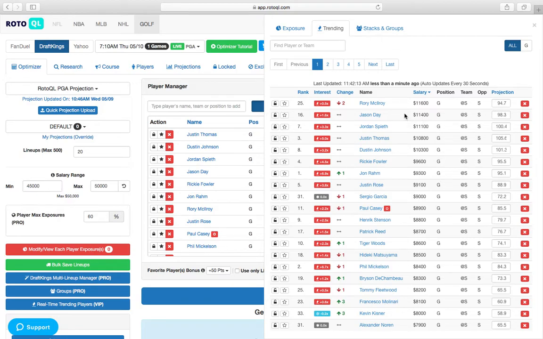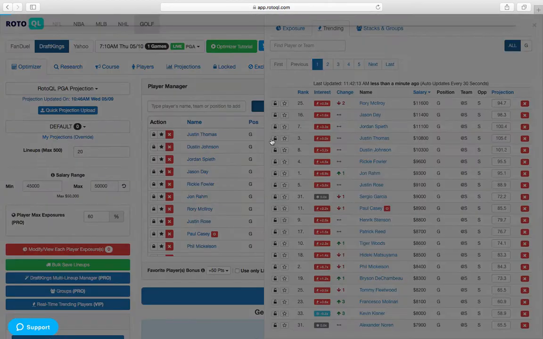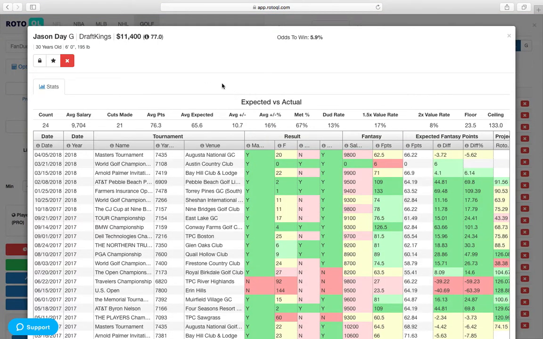I don't know what it is with the PGA DFS community. Just when a guy wins the week before, they don't want to play him the next week. But Jason Day is an ideal fit for TPC Sawgrass. Former winner here, dominates on Pete Dye tracks, had some of his biggest wins in his career at Pete Dye tracks. So Jason Day, coming off a win last week at the Wells Fargo, going right back to him this week. He is your RotoQL PGA play of the day.